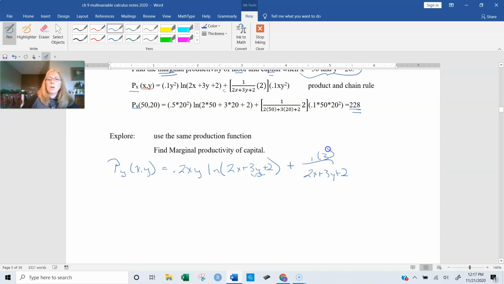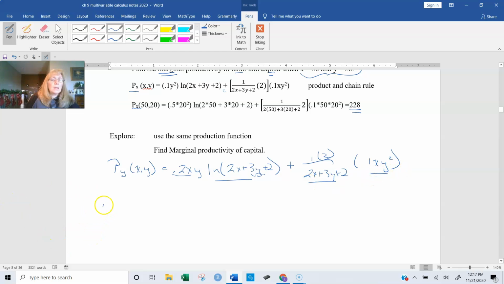I'm going to put it in the numerator so it's easier to see. Okay, we've got our derivative done of the first one. Oh, I forgot to multiply it by my original. I am so sorry. 0.1xy squared. There we go. Now that looks better. So we have the derivative of the first times the second plus the derivative of the second times the first. We have all of our numbers.